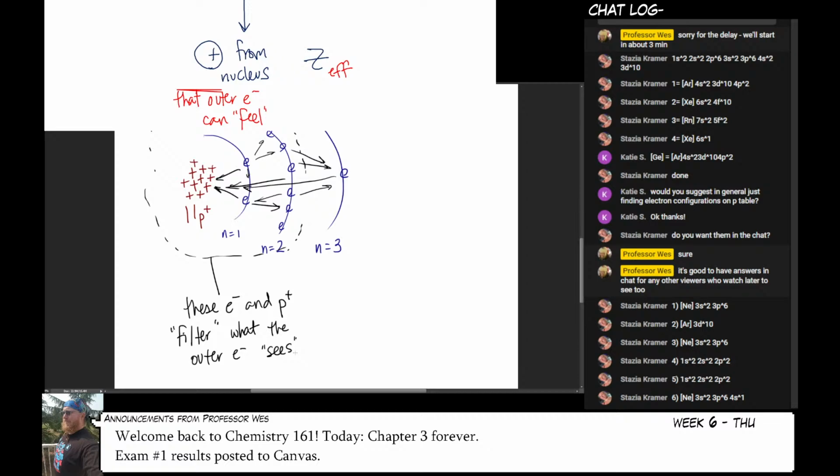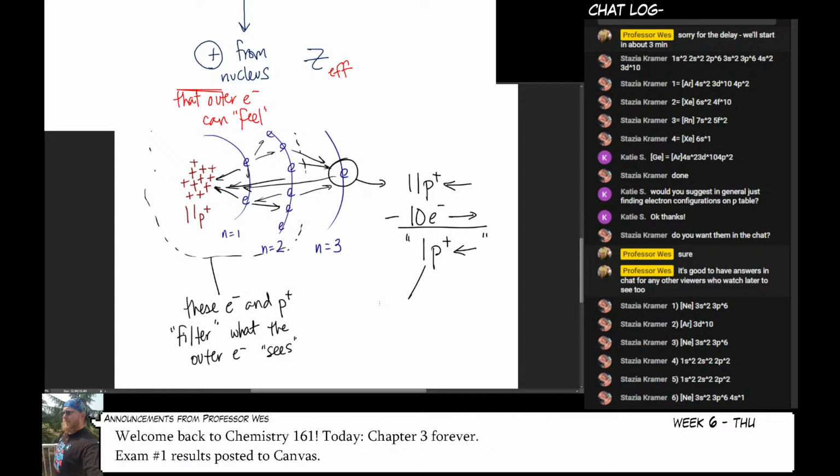If you're an electron on the outside, so that would be this one right here, what you see when looking at the nucleus is a bunch of electrons standing in your way that filter the effect of the charge. In other words, this electron feels 11 protons pulling it inward, but it also feels 10 electrons pushing it away. And the end result, if I just sum them together, is that it's like that electron feels only one proton pulling it.